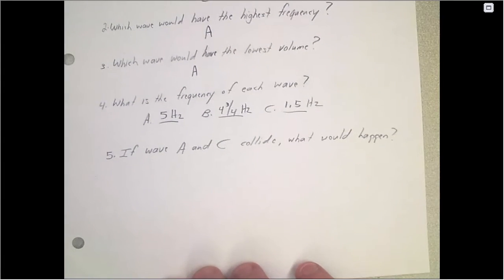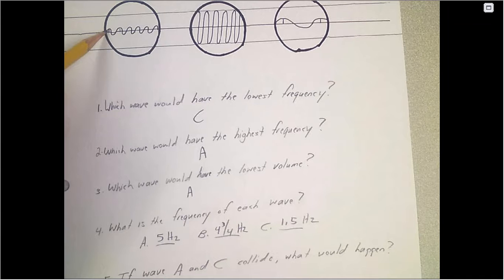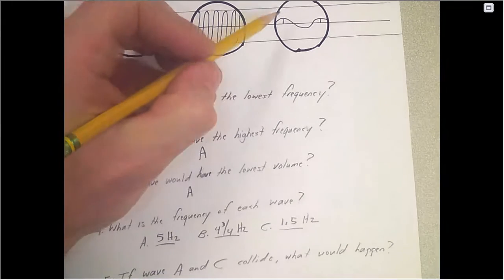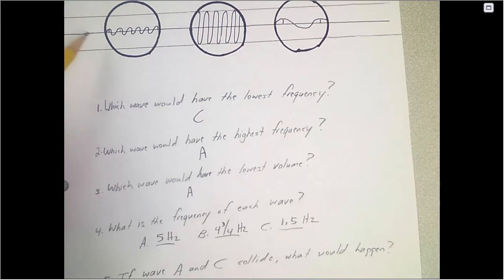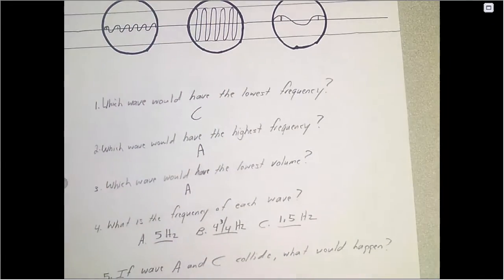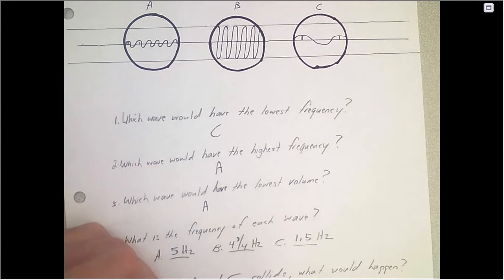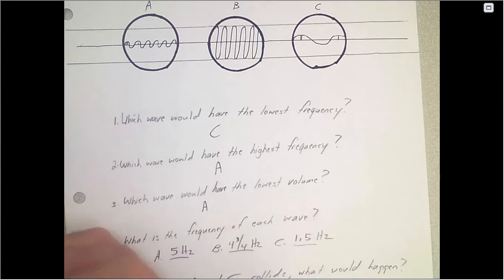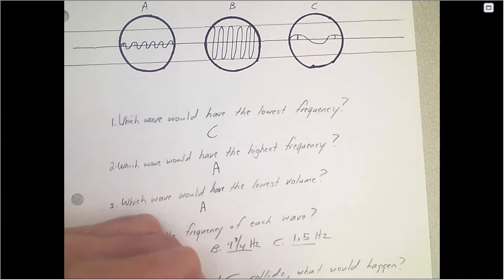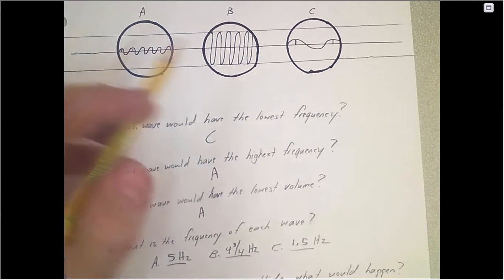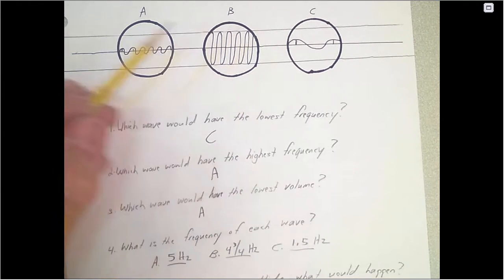Number 5 asks if wave A and C collide, what would happen? Well, this is where you want to look at, this wave starts going up, this wave starts going up. Whenever you have 2 waves that start in the same phase, which is either going up or going down, they are starting in the same phase. So that would be an example of constructive interference. So you would have a louder sound created. Louder volume. If wave C went down and wave A starts up, then you would have destructive interference and it would cause a quieter sound.